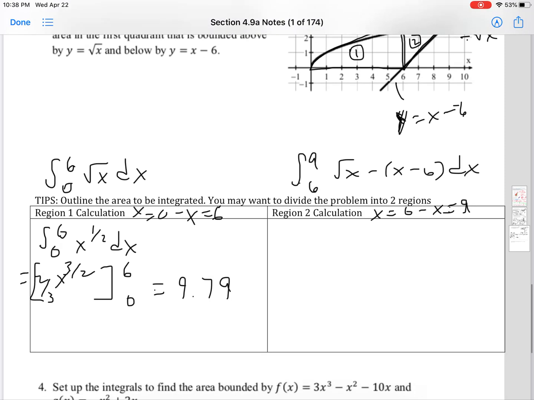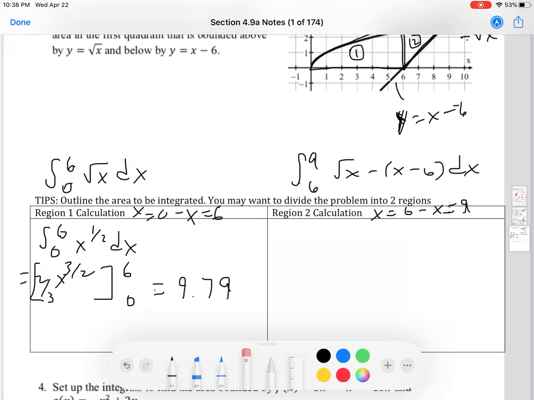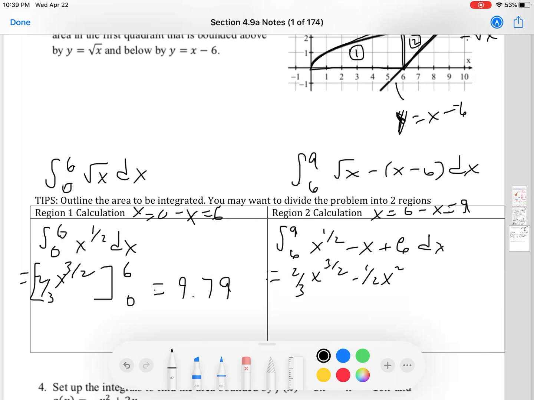So then we're going to go to region 2 and compute that integral. So I got the integral from 6 to 9. We'll just change it into that fractional exponent. So we got 6 to 9 of x to the 1/2 minus x plus 6 dx. So we get x to the 3/2 times 2/3 minus 1/2 x squared plus 6x.